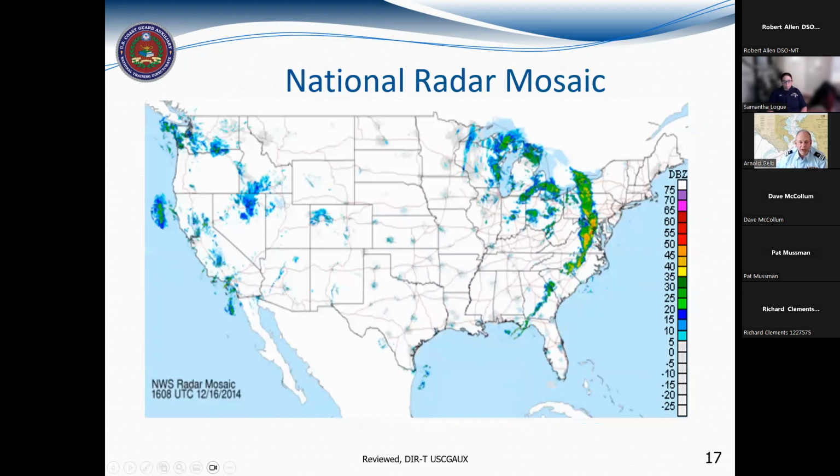Now, this is a national radar mosaic, and it's a composite of approximately 60 radars, those in CONUS. And the scale on the right here is in decibels, much as decibels are used to represent the strength of sound. Here it's being used to represent the relative strength of radar return.